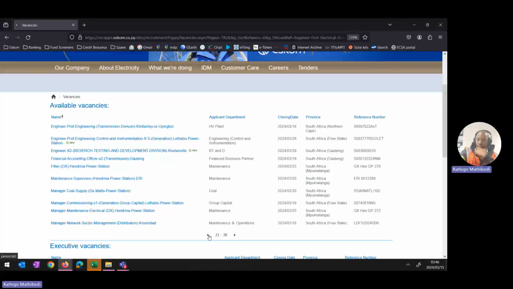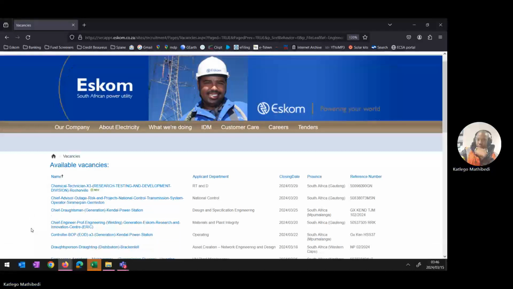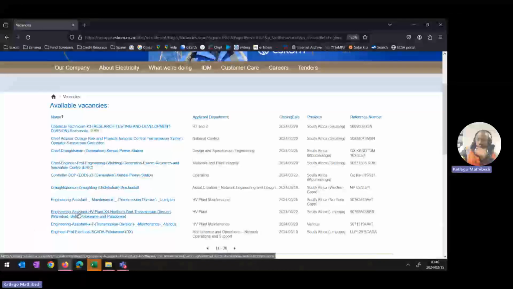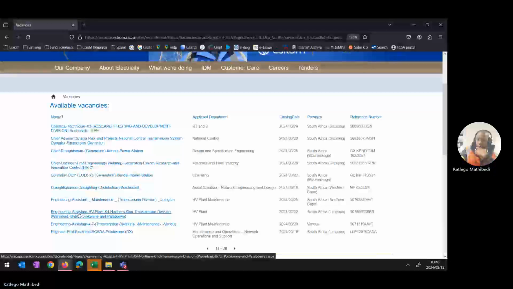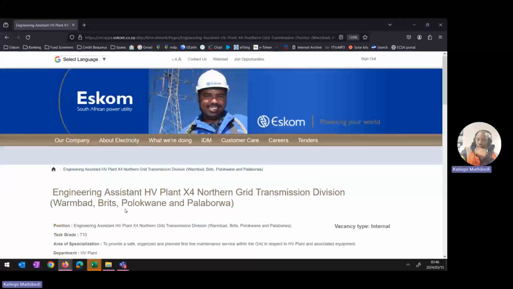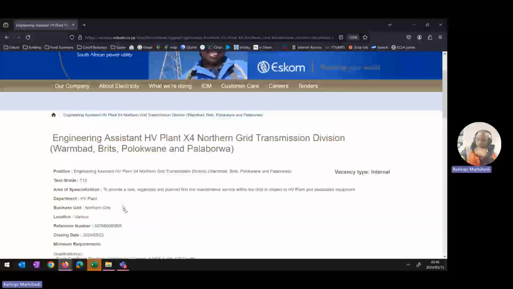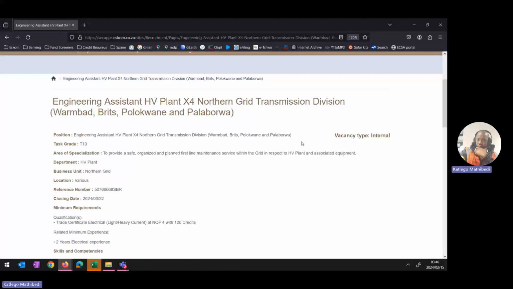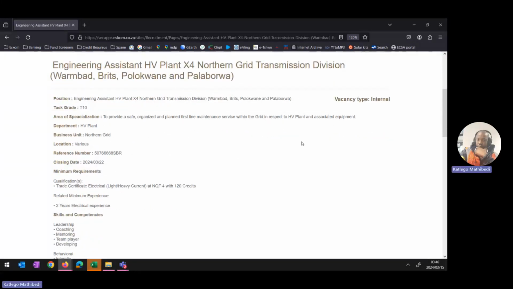So we can go back to these assistant posts. So, engineering assistant. There we've got 4 posts. Engineering assistant for the HV plant, 4 of them. You're going to be working in the Northern Grid Transmission Division, which covers the areas of Warmbaths, Brits, Polokwane, and Phalaborwa. So these are T10 levels.